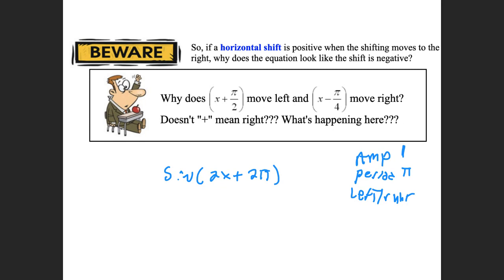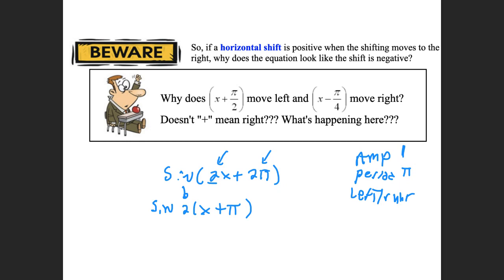How far left or right do you move? And you can't do that when it's in this form. You want to get this out of here. You never want a number in front of the x value when there's something else in there. So what I would suggest is I would say factor out the 2. So then you'd rewrite it like this. Now, that's my b value, and this is how far I'm going to shift.